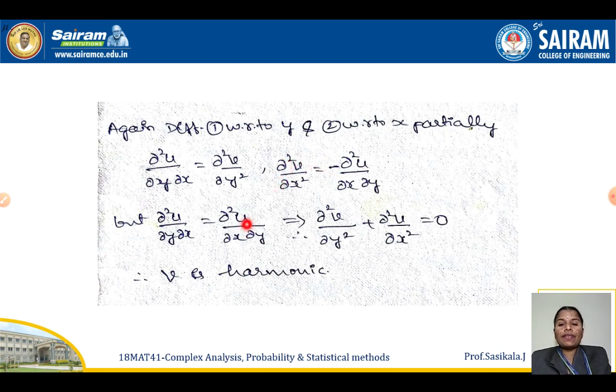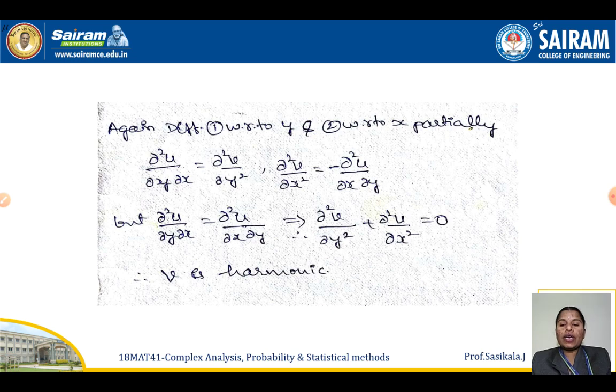Okay. So now what will happen? ∂²v/∂y² is equal to minus of ∂²v/∂x². So that minus term, take to the left side. It will become a plus. So ∂²v/∂y² plus ∂²u/∂x² equal to 0.